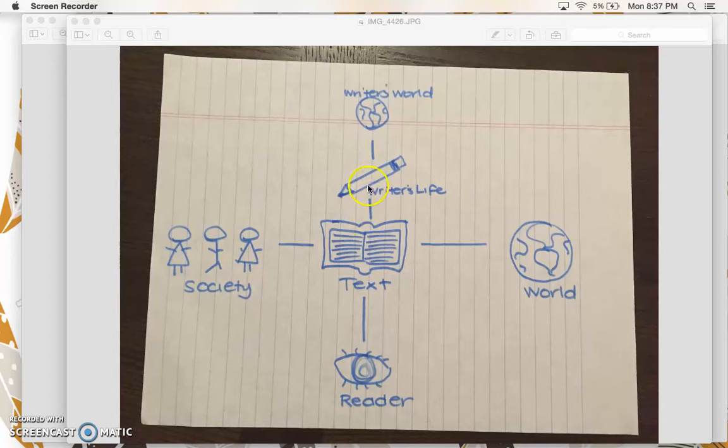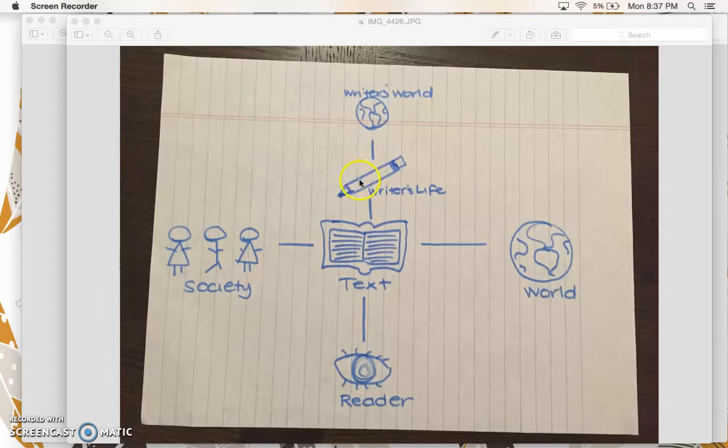This could mean we're looking to the author's life, how his or her experiences shape the text itself, or we're looking to the author's world, the environment in which they were writing, to see how that particular world and that particular time or place impacted the writer's life, which is evident in the text.